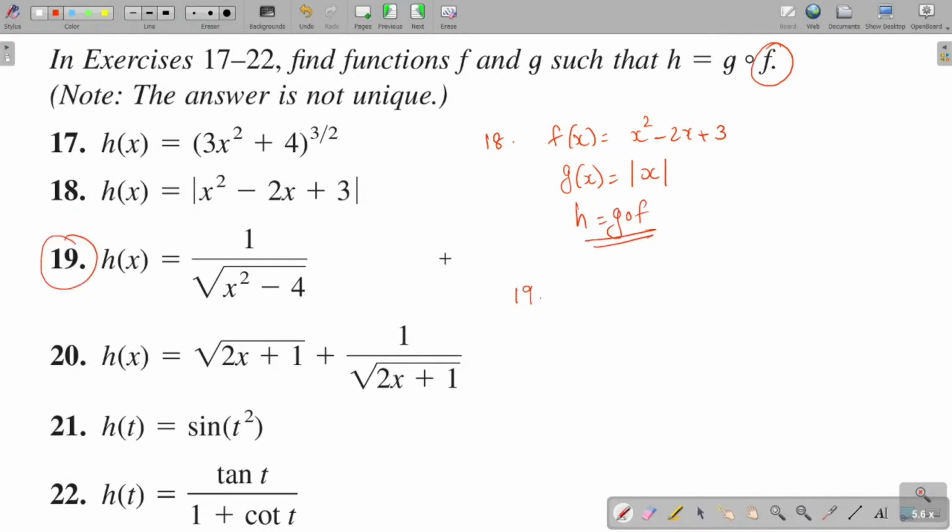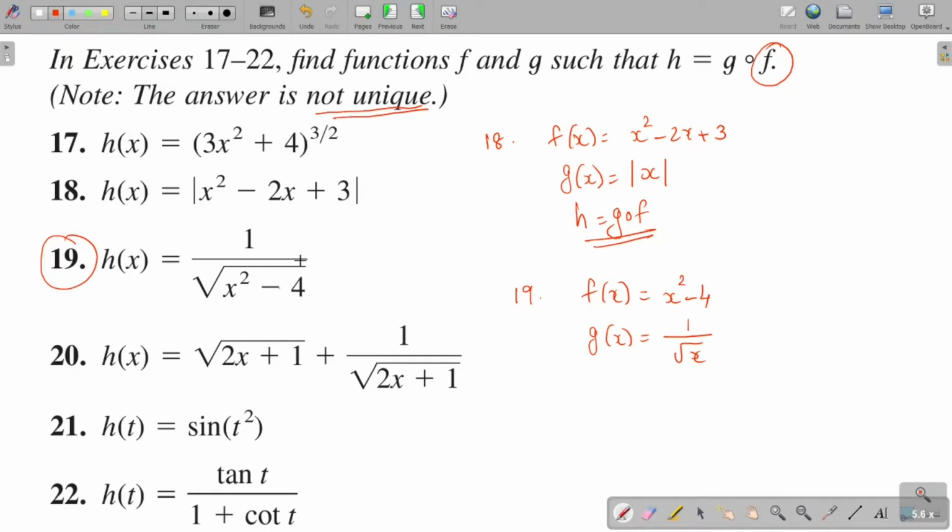19th problem. h of x equals 1 divided by square root of x square minus 4. So what will be the first operation we have to perform? First we have to find x square minus 4. Then you will take the square root of that and you will take the reciprocal of that. So you may define f of x as x square minus 4 and g of x as 1 by root x. And you may note that the answer is not unique.